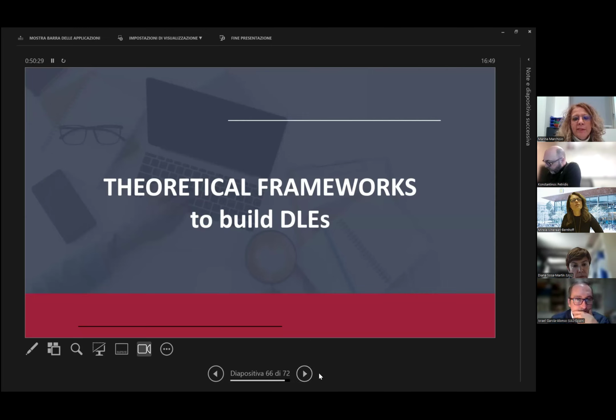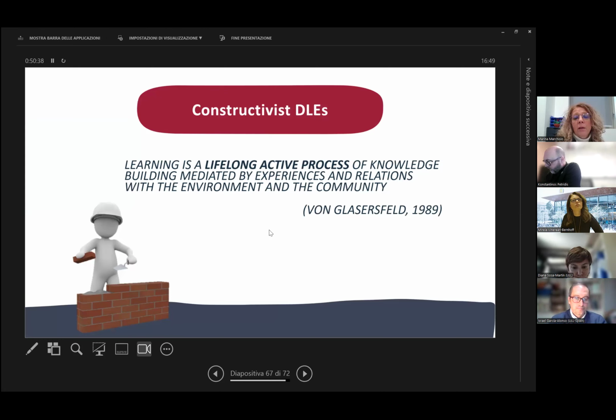Let me conclude by saying a few words about the theoretical frameworks to build digital learning environments. Of course, we are inside the constructivist philosophy. According to Glasersfeld, learning is a lifelong active process of knowledge building mediated by experience and relations with the environment and the community.